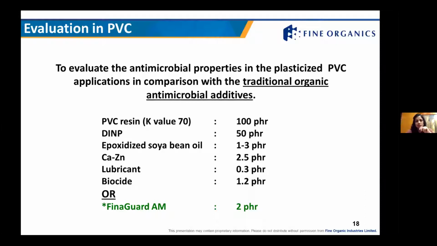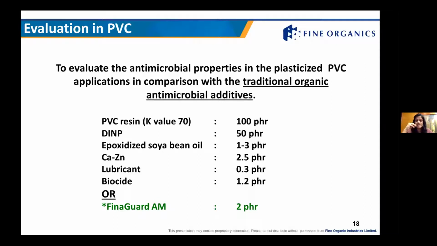So the concerns in case of soft PVC typically are antibacterial as well as resistance to fungal growth on the surface. These two features are typically sought in case of PVC. Now here, using a typical PVC formulation, we have comparatively studied FinaGuard AM with a biocide. In PVC, there are multiple types of biocides which are used. However, OBPA, which is arsine based, or there is now an organic class which has come up. Those are all thia or sulfur based kind of biocides which are used.